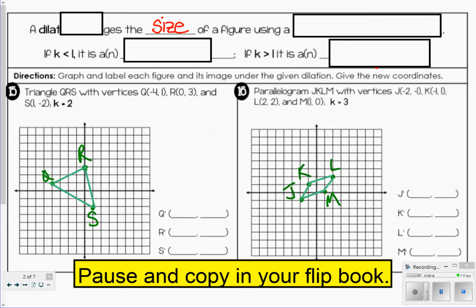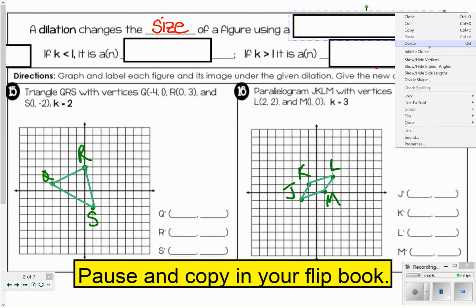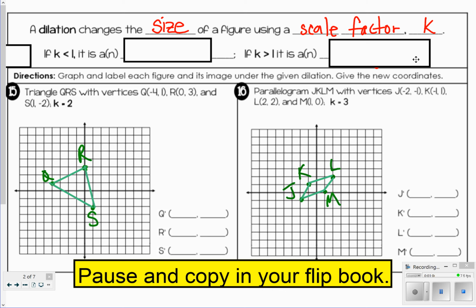So when we are talking about a dilation of a plane figure, we're talking about changing the size of the figure. And when we do that, we're going to change it by using what they call a scale factor. So we're going to change the size of a figure using a scale factor, and in this case, we're going to call it K. Sometimes it'll be called something different, but for today's lesson, we're going to talk about the scale factor being K. So let's look over here.